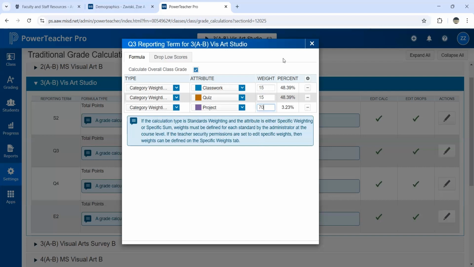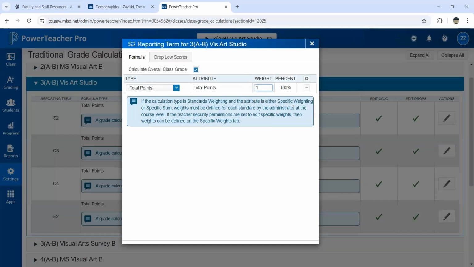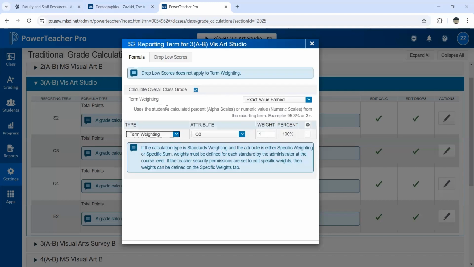Okay, so I'm going to close this. When I close this, it's not going to show because I have read-only access to PowerSchool. You would have to do this for every class. For Q3 and Q4, E2 is going to stay as total points. And semester two, you're going to change per AAW policy to term weighting.